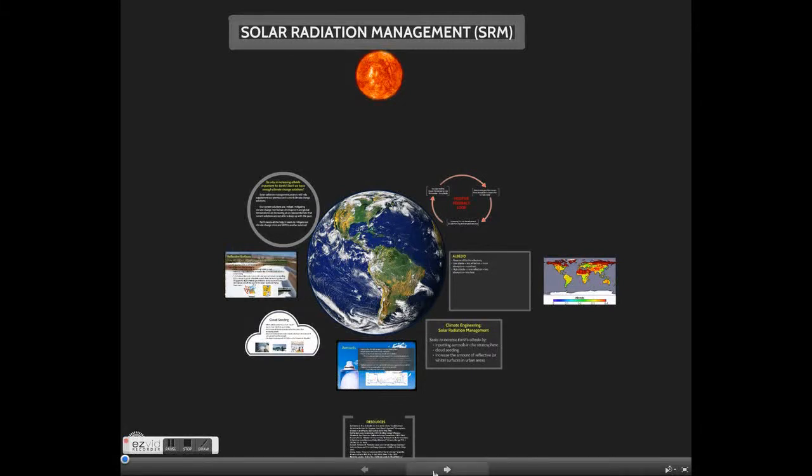Climate change is happening, but what can we do more than reduce, reuse, recycle, or reducing greenhouse gas emissions? Well, what if I told you that we could actually cool the Earth's climate by solar radiation management?